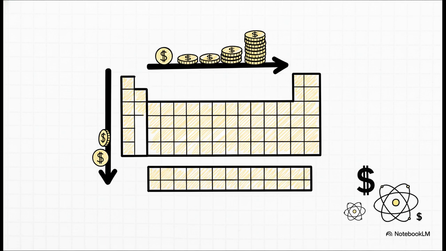It gets more expensive to remove an electron as you go from left to right, because those atoms are smaller and they're holding their electrons way tighter. And it gets cheaper as you go down a group, because the atoms are bigger and those outer electrons are shielded and held much more loosely. Bottom line, it costs a lot more to steal from a small, well-guarded atom.